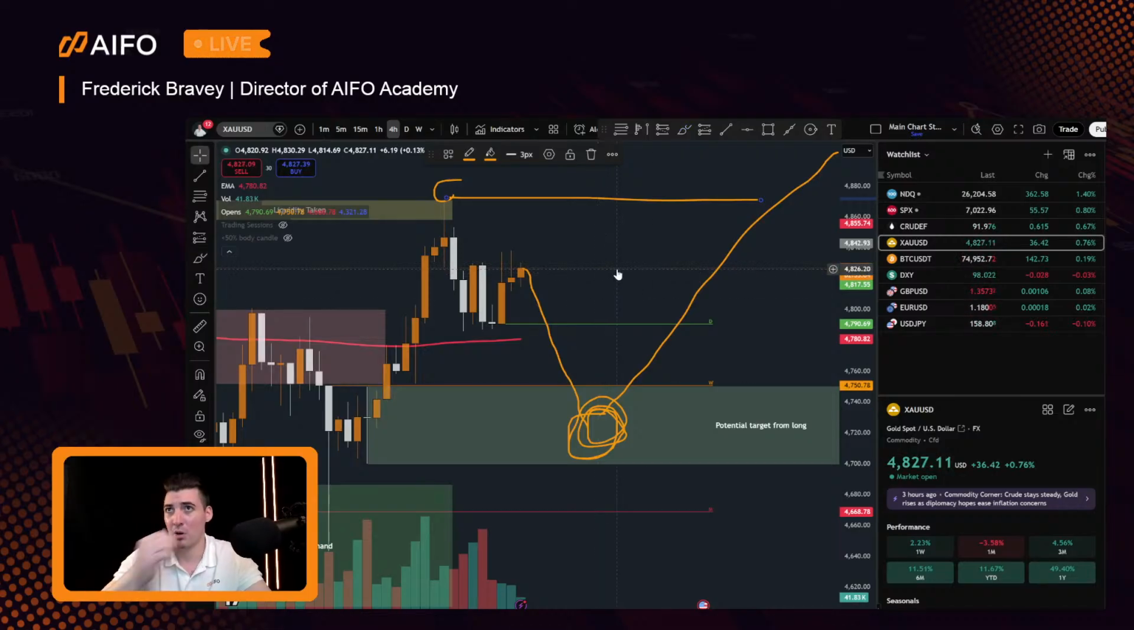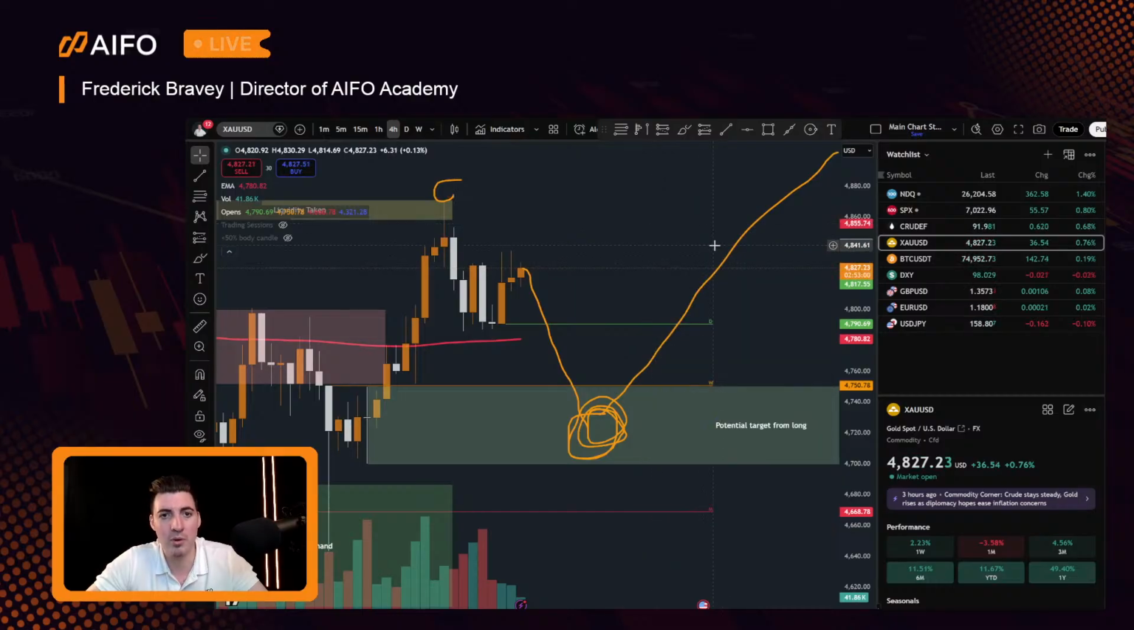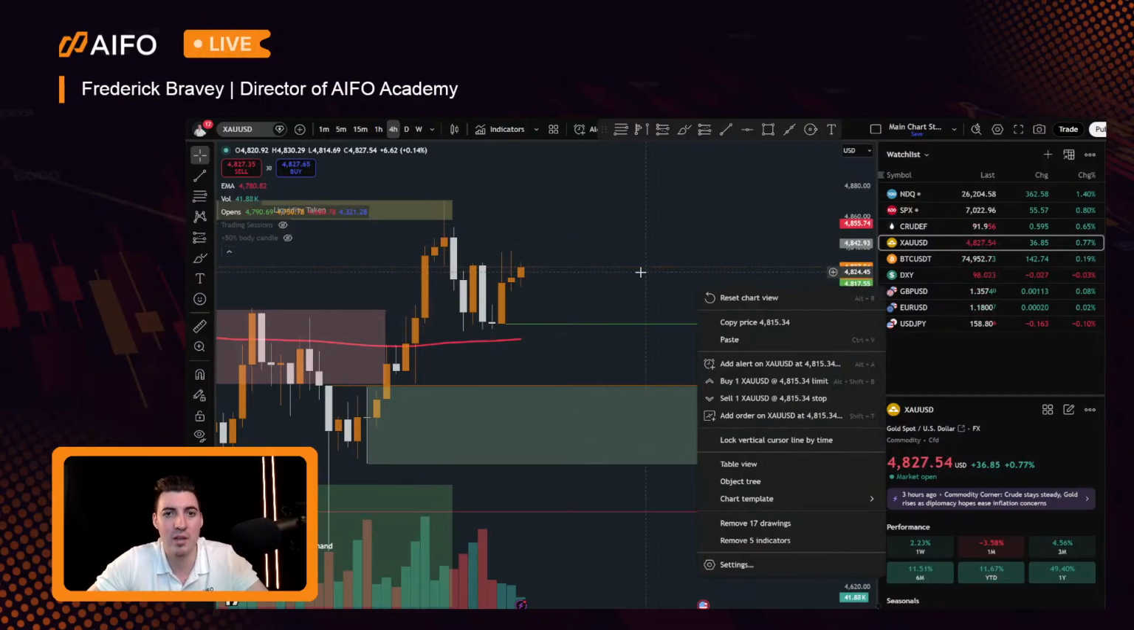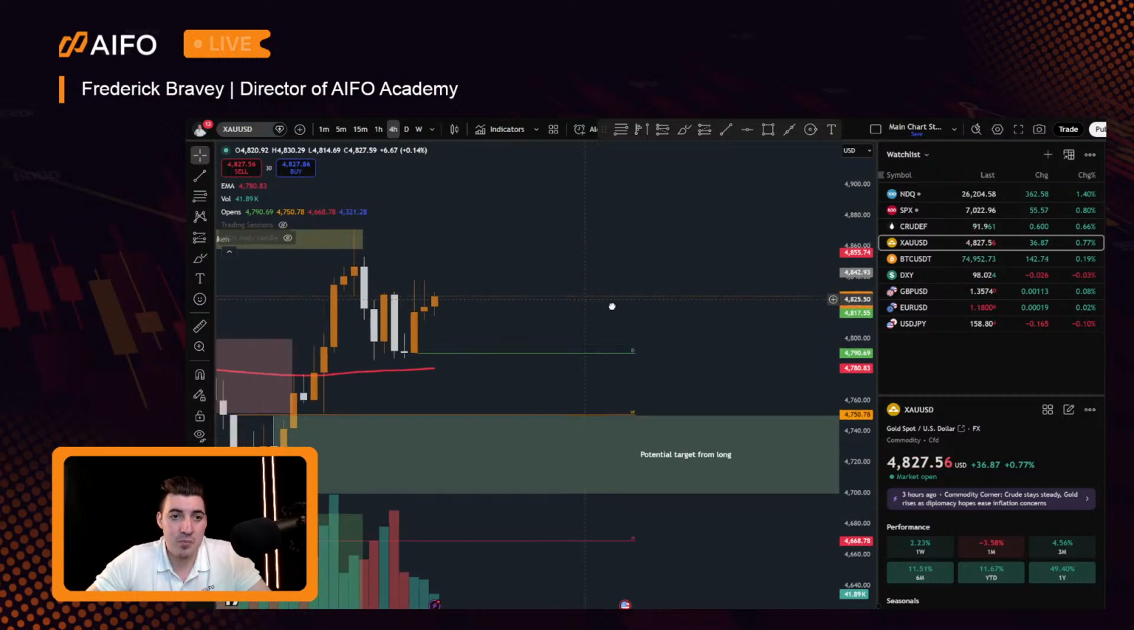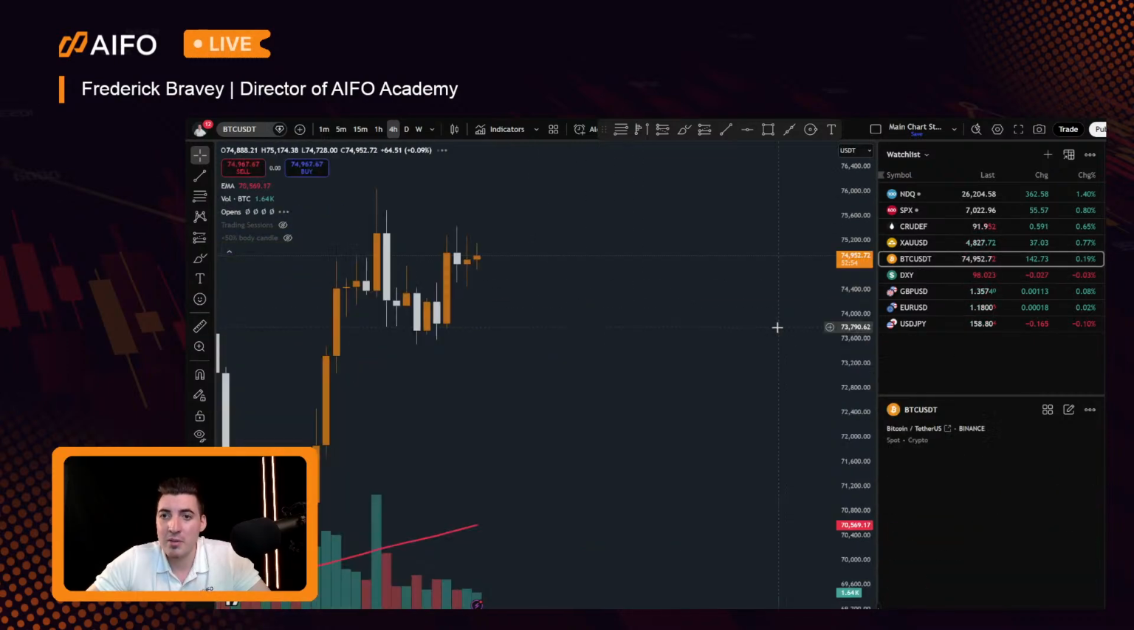I'm bullish on gold. Technicals are all pointing toward a bullish gold at the moment. Could be wrong. Been wrong before many times.